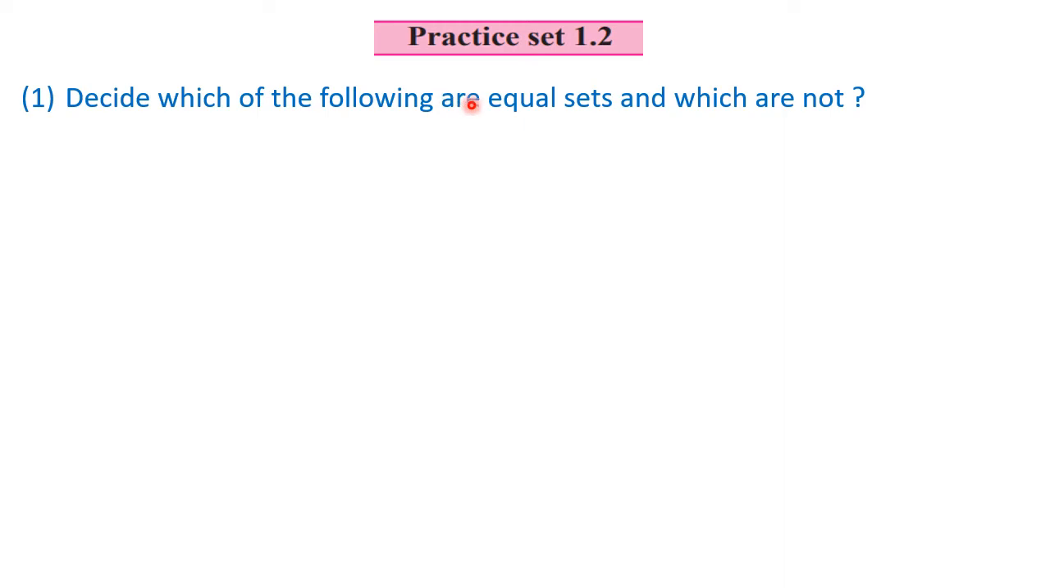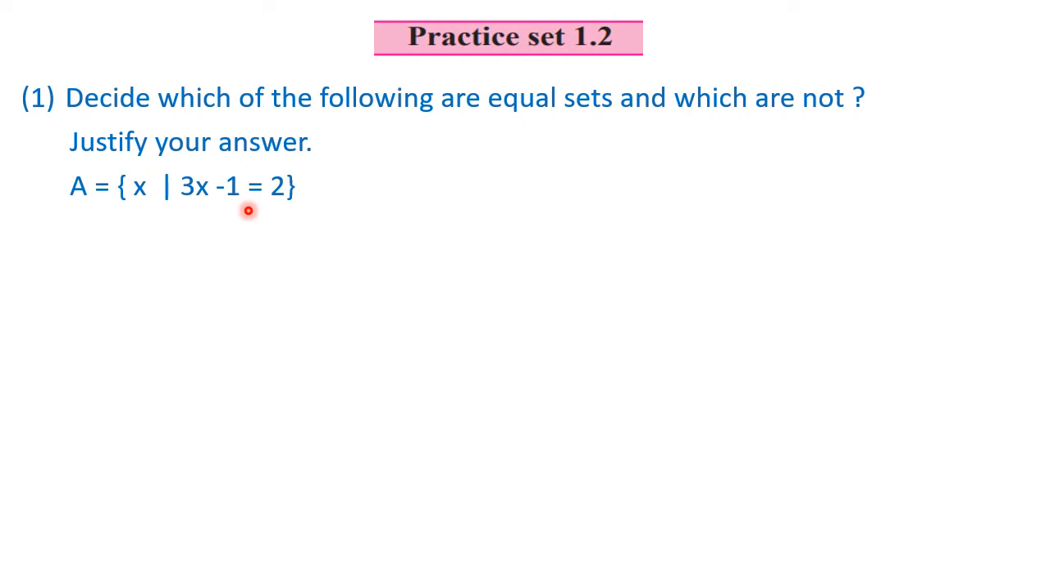Decide which of the following are equal sets and which are not. Okay, so let us see the question now, one by one. And they have told us to justify your answer, means if you are saying yes, then why yes, or if you are saying no, then why no. Okay. So the first set is A, the set of all x such that 3x minus 1 is equal to 2. So this set is given in rule method.